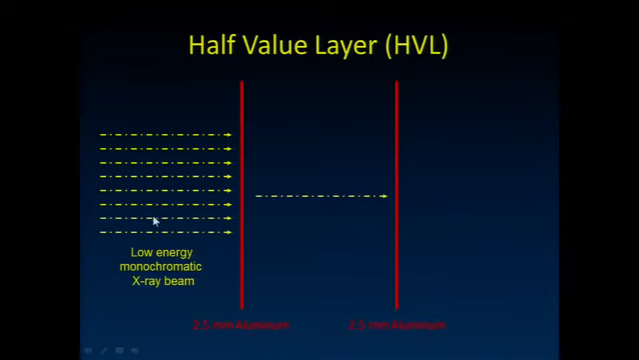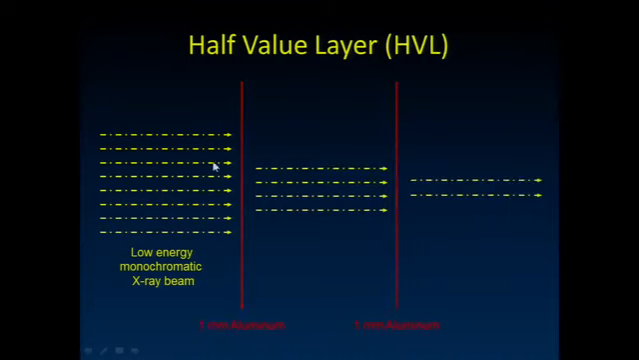Here's a low energy monochromatic X-ray beam. We put 2.5 millimeters of aluminum in it, and look, only one makes it through. So this is too thick to be the half value layer for this lower energy X-ray beam. We have to go to a thinner piece of aluminum to find the half value layer. So right away, it should say to you that the thickness they're reporting as a half value layer tells me something about the average energy of that X-ray beam.